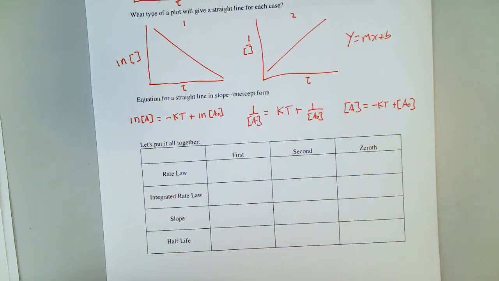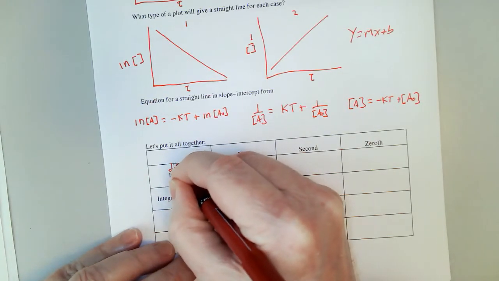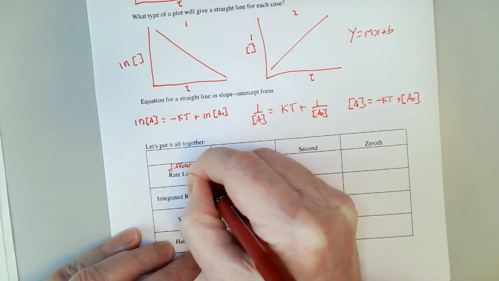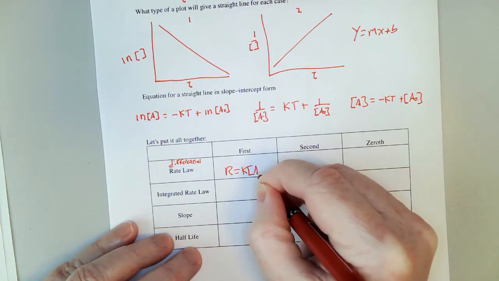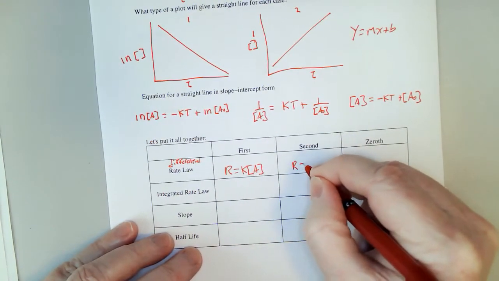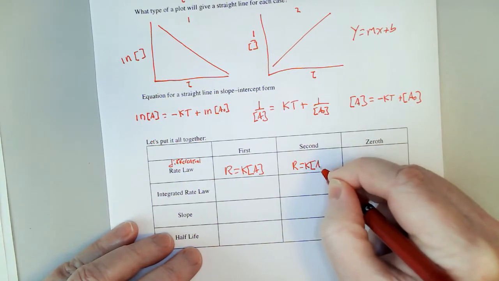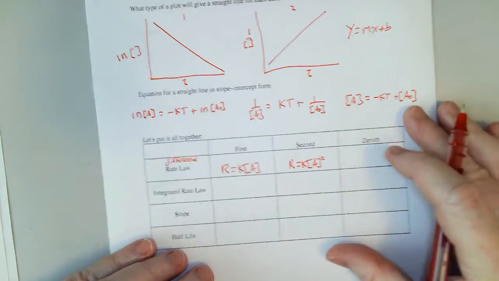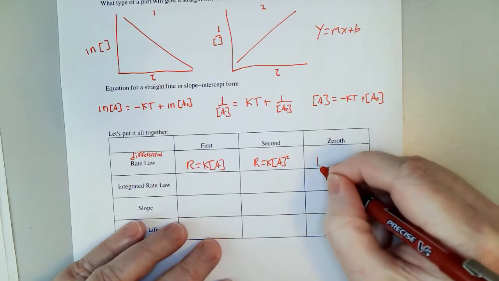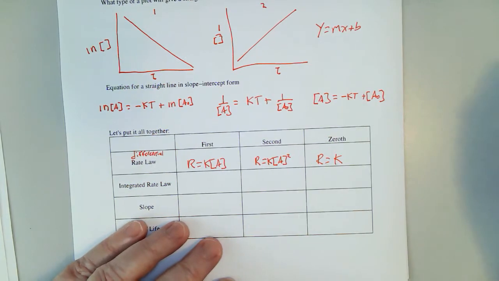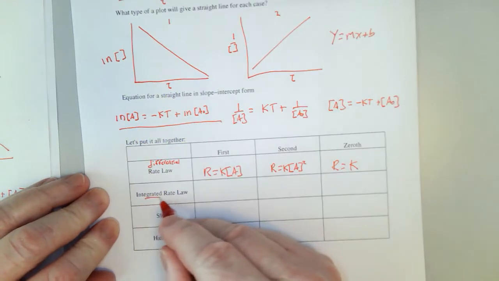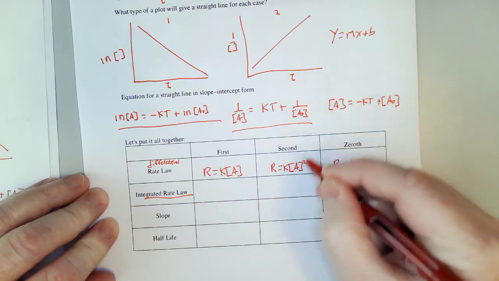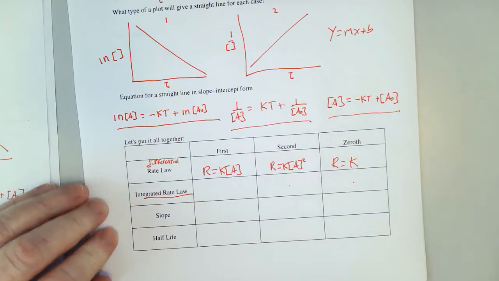We can now call them the integrated rate law. Now the typical differential rate law that you know for a first order reaction is R equals k times A. For a second order, it's R equals k times A squared. And for the zeroth order, it's simply a constant, R equals k. Now, this right here is the integrated rate law for the first order, this right there for the second order, and that for the zeroth.